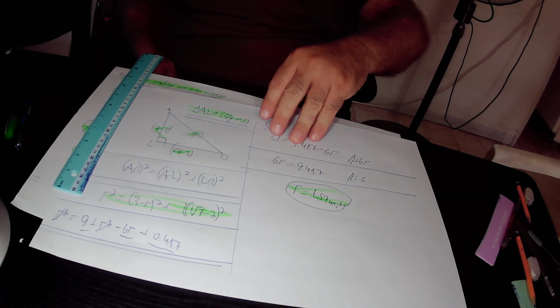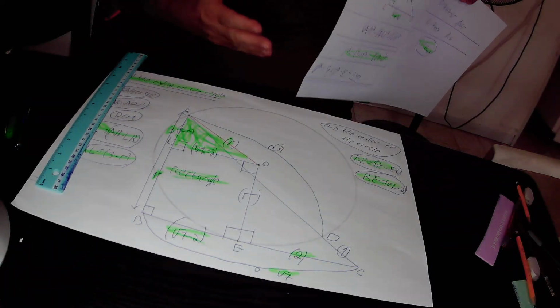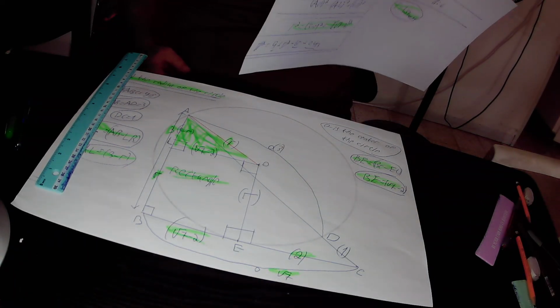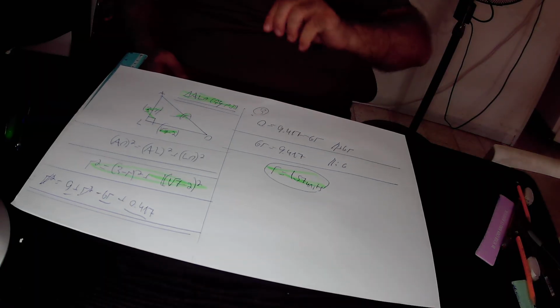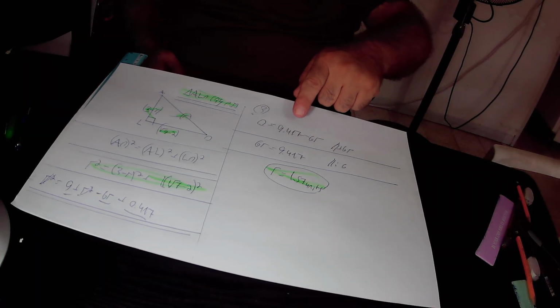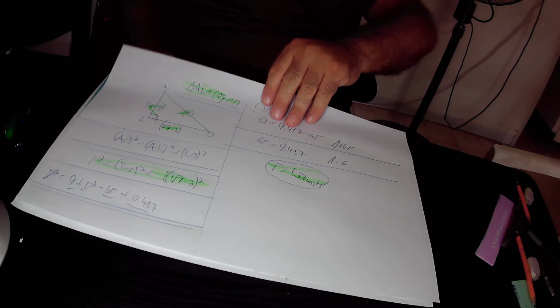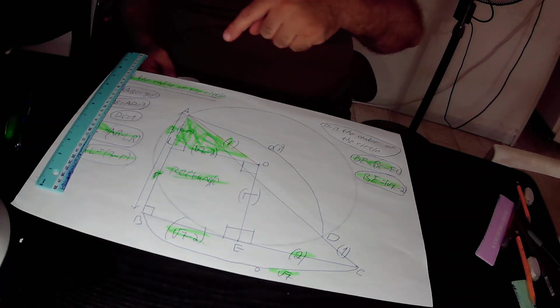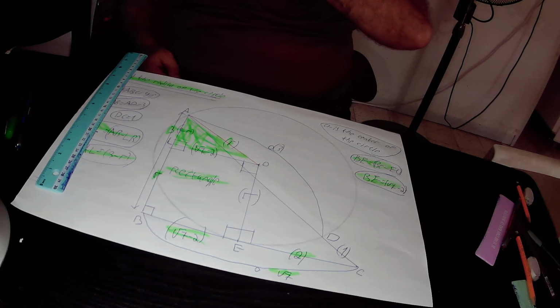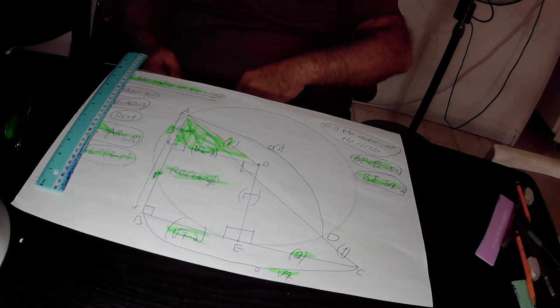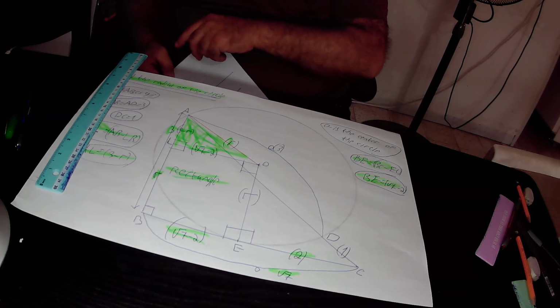We find that the radius of this circle, that is the radius we're looking for in this question, is equal to 9.417 over 6, that is 1.57 units in length. We found that the radius R of this circle is equal to 1.57 units in length. So we finish with the first question.